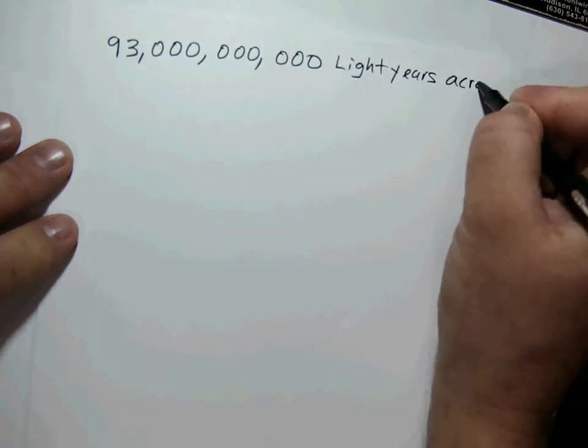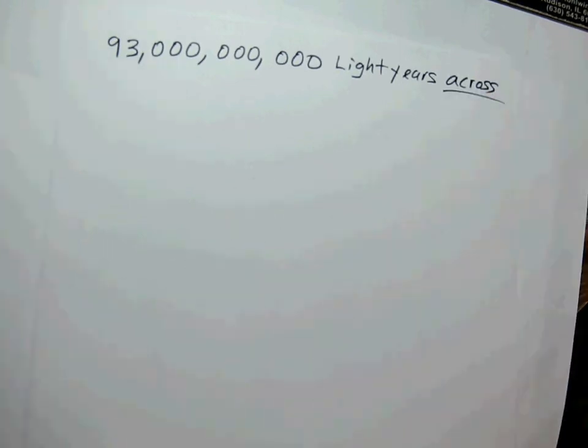Light years across. A light year is not a measurement of time. It's a measurement of distance. That's not a Toy Story character either. A light year is a measurement of distance. It's how far light can travel in one year's time.